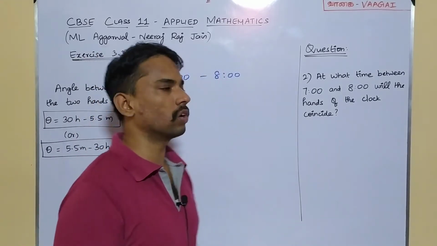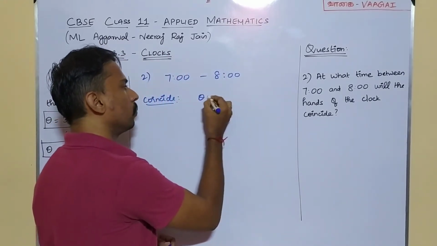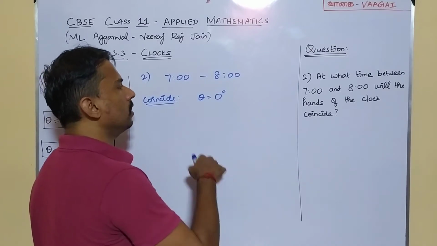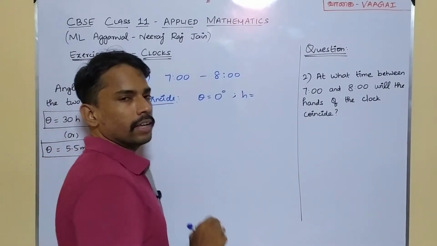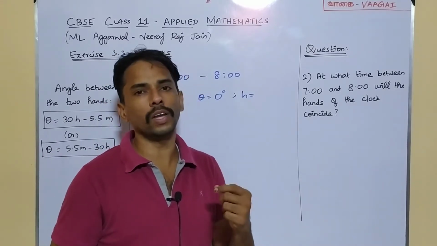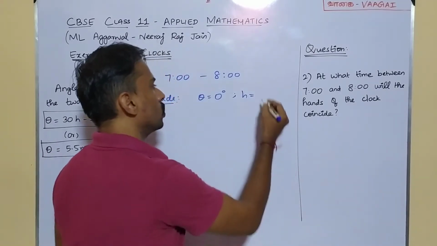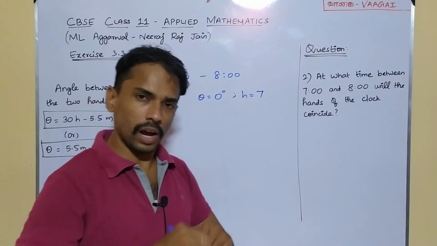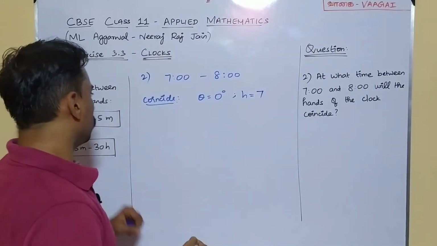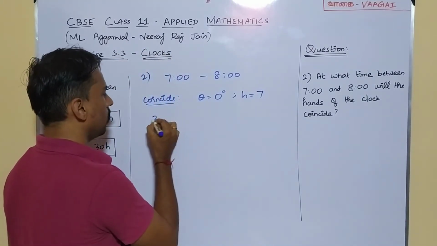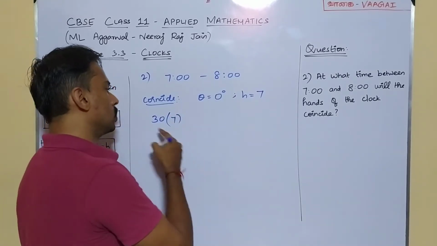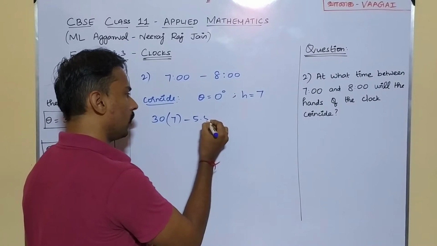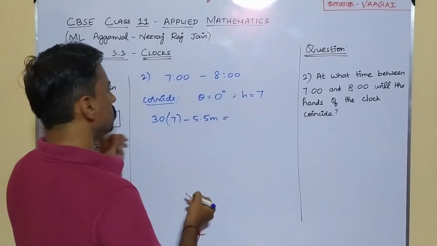So again we have to consider the value of theta to be 0 degrees only, and here the value of h will be, so our time is between 7 and 8. In that case we have to take the hour value as 7. So h is equal to 7 we have to take, and again do the same thing. So we'll take the formula 30h. So 30 of h will be 7. I'm directly substituting it. So 30 times 7 minus 5.5 m is equal to 0 degrees.